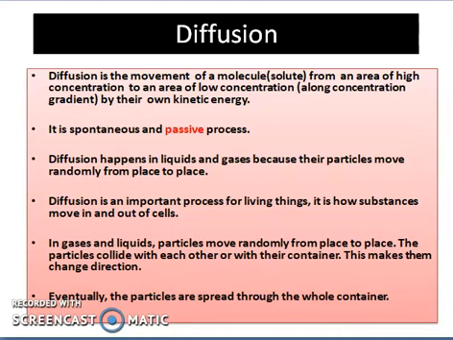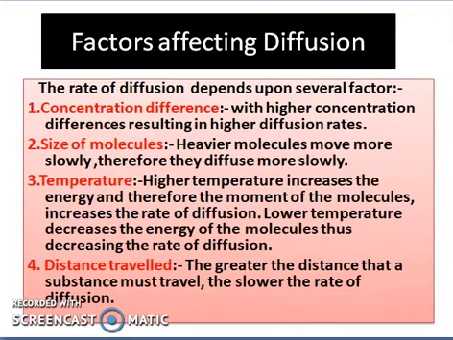Now there are some factors which are responsible for the diffusion process. One by one we will deal with them. The first is concentration difference, second is size of molecules, third is temperature, fourth is distance traveled. In the first point, the concentration difference: for diffusion to take place, it needs a difference in concentration. When the concentration difference is more, the rate of diffusion will be high, and if the concentration difference between the two substances is low, the diffusion rate will be slow.